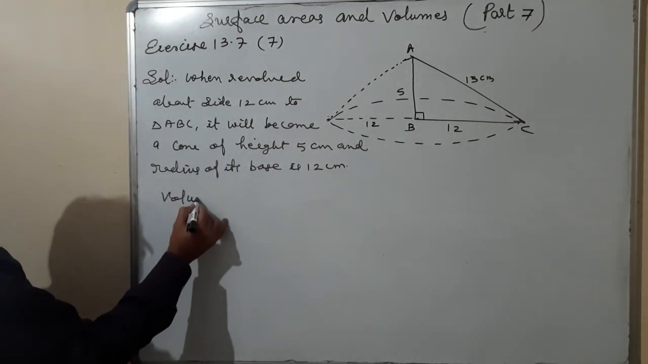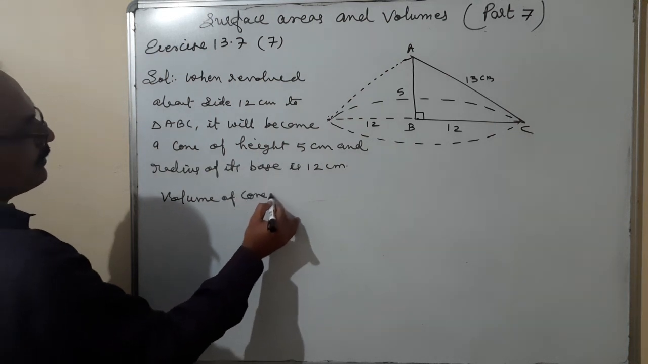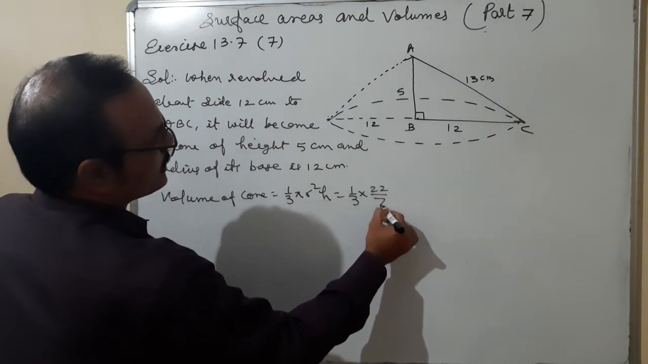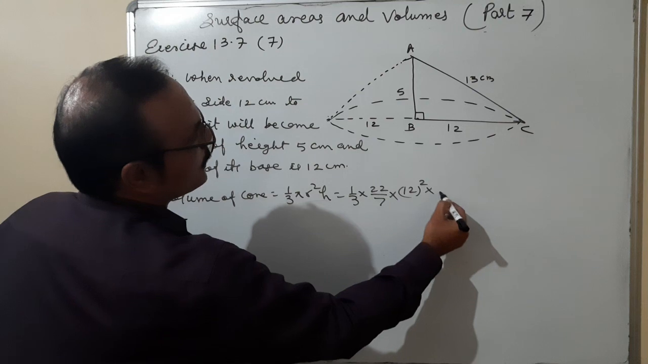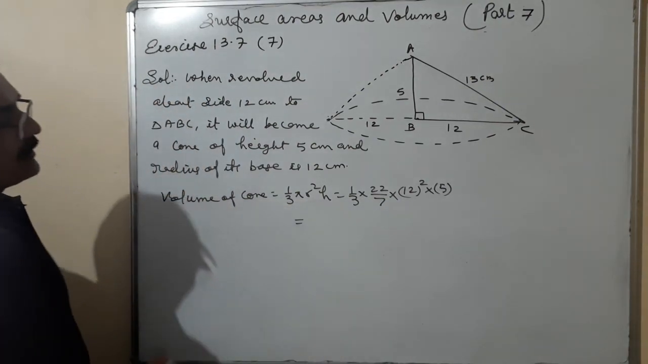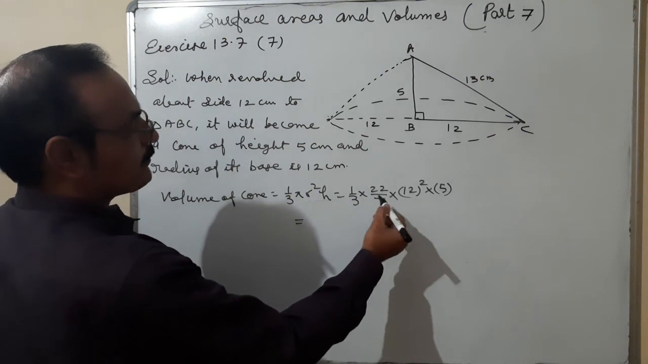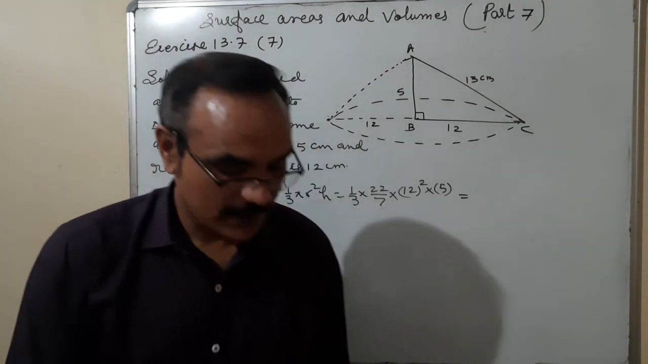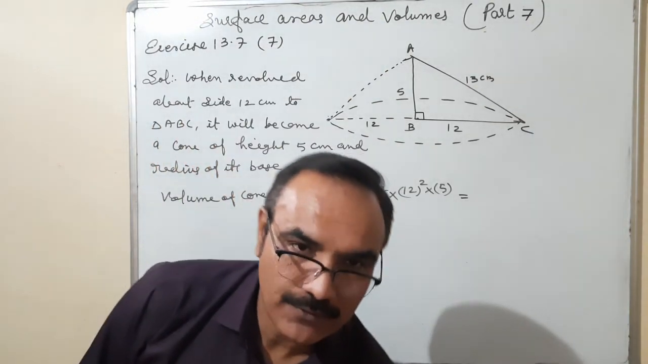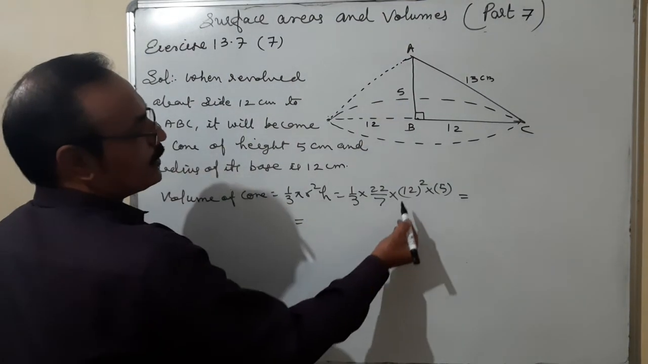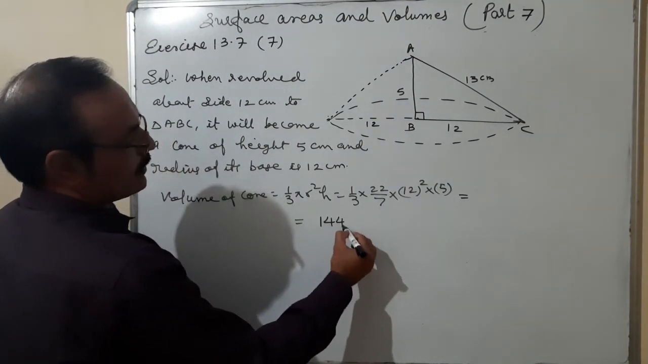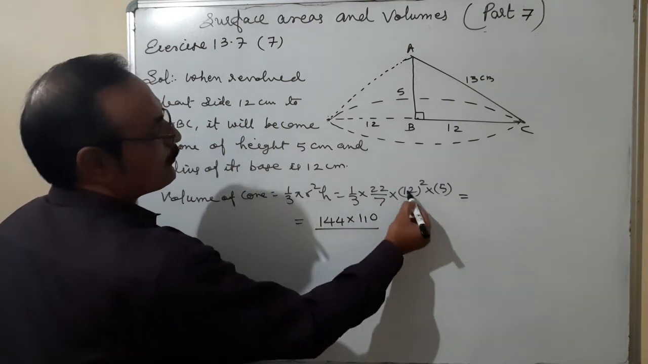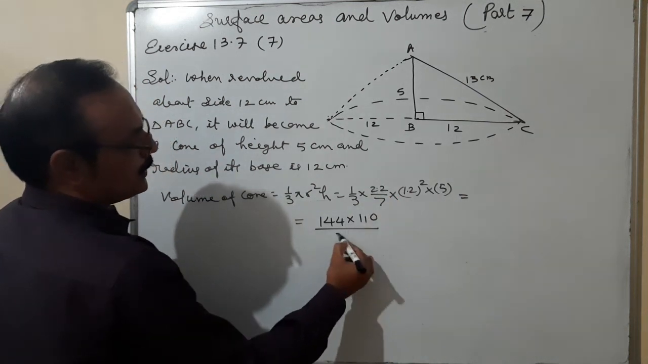Volume of cone is equal to 1 upon 3 pi r square h, which is 1 upon 3 into 22 upon 7, radius square 12 into 12, into h which is 5. By the way, in the question they are asking to find the volume so obtained, so we are finding the volume here. 12 into 12 is 144, multiplied by 22 into 5 is 110, upon 21.